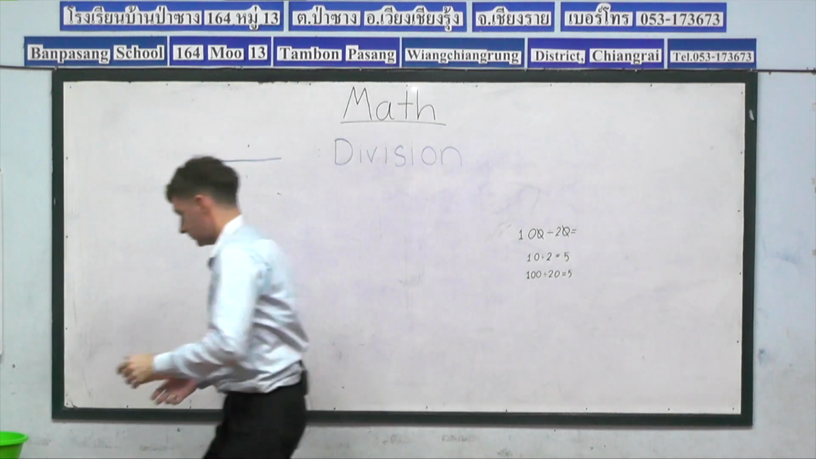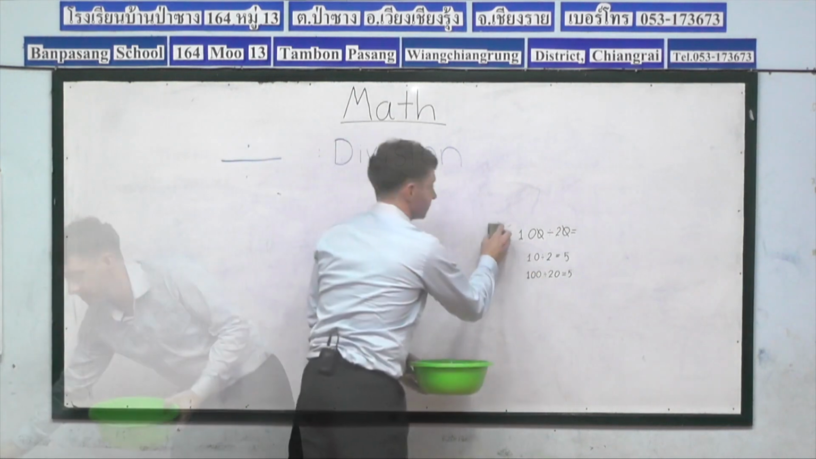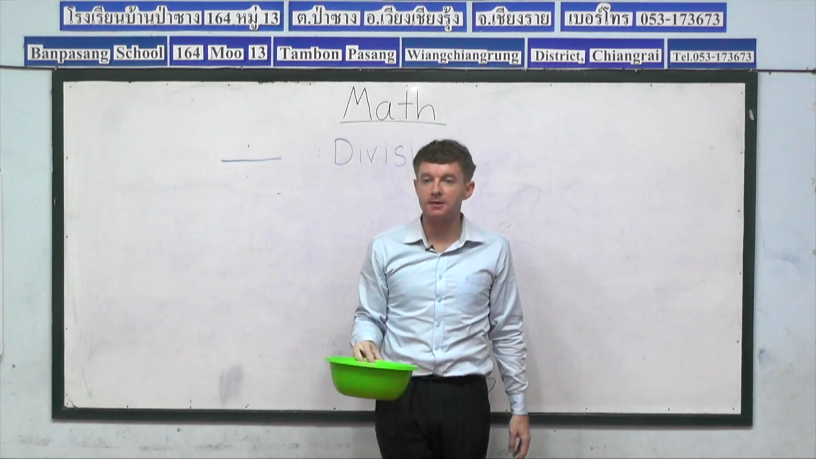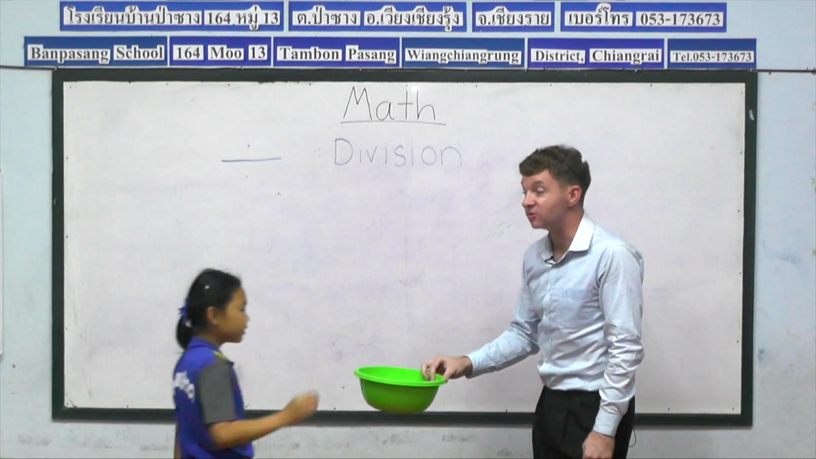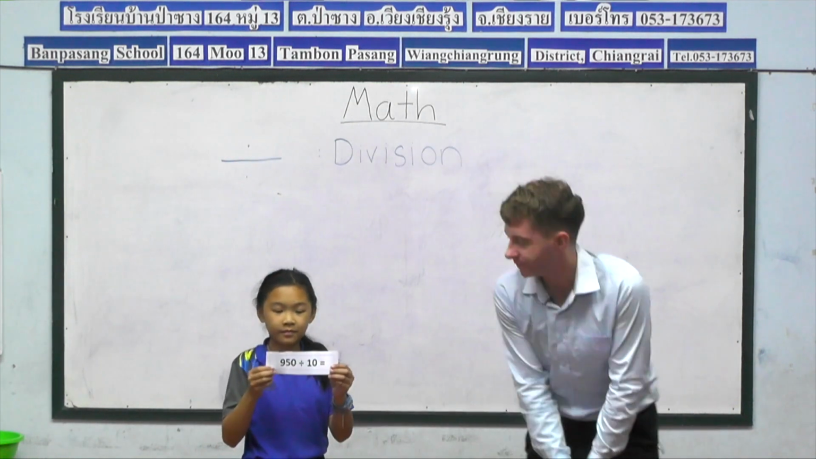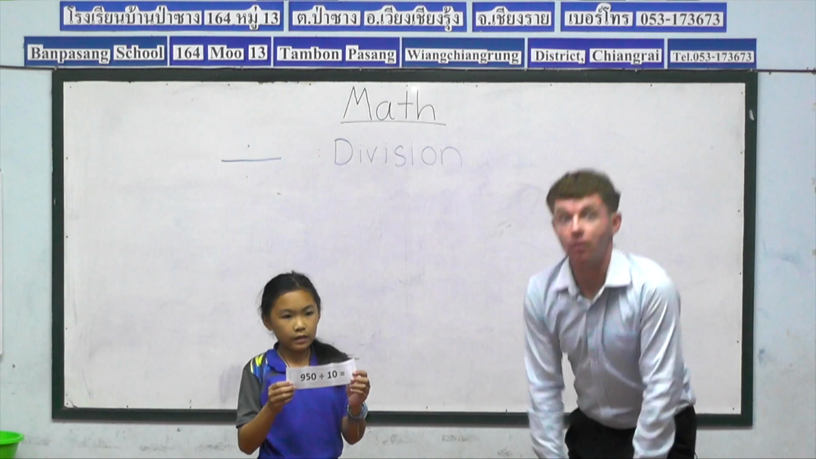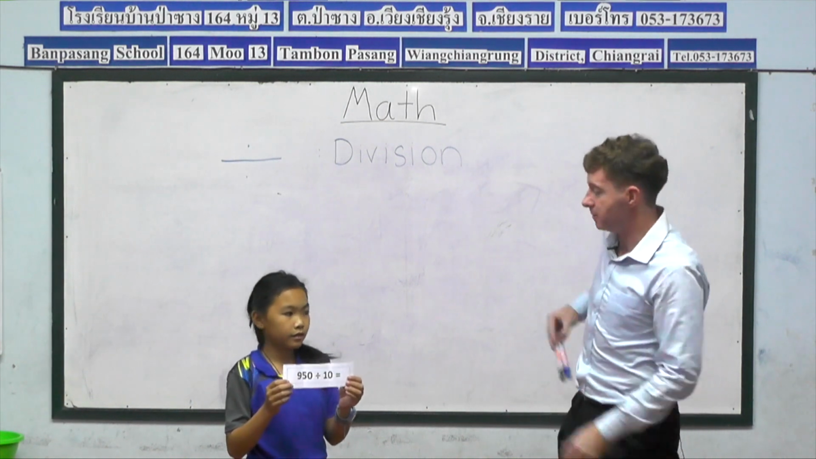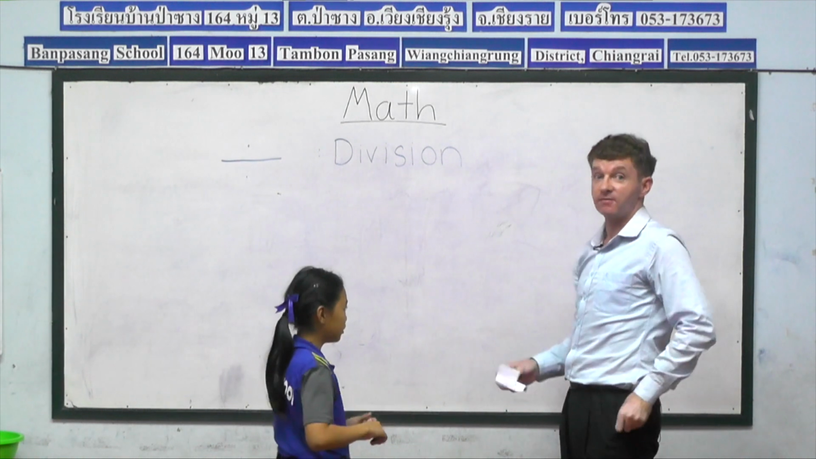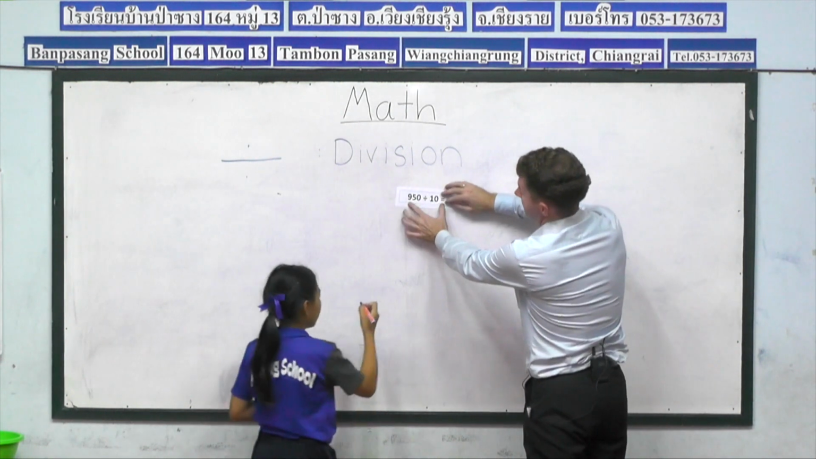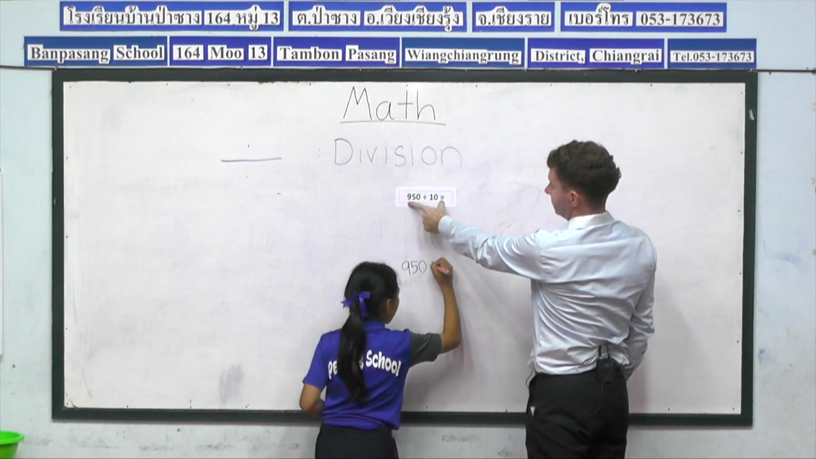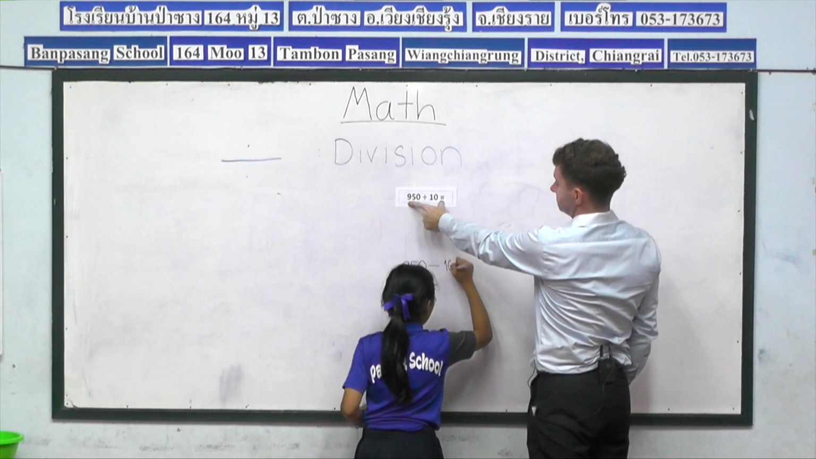And now, next student. Well, first of all, we need a clean board. And now, I would like to invite Nadia. Nadia, come and join me at the front, please. And choose your division problem and show it to your friends. So let's see. Okay, 950 divided by 10. Nadia, blue or black? Blue for Nadia. Okay, so first of all, let's write the problem on the board. 950 divided by 10 equals.